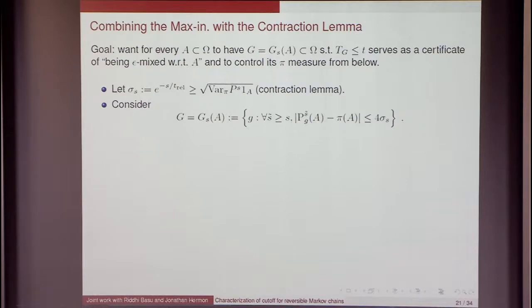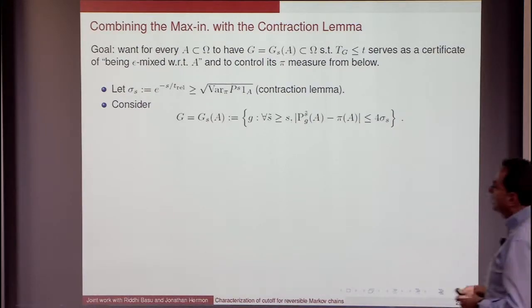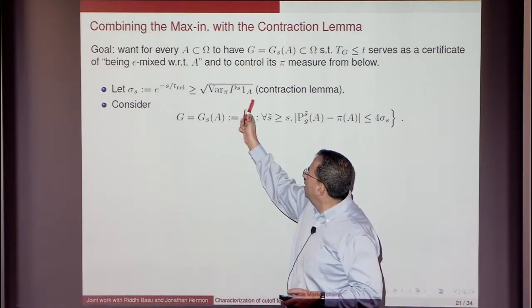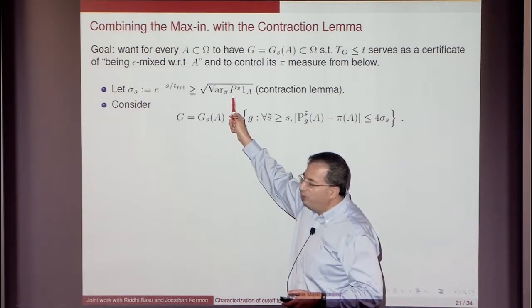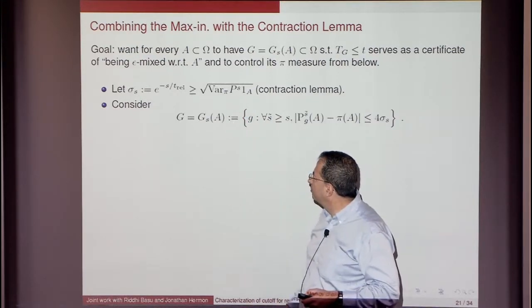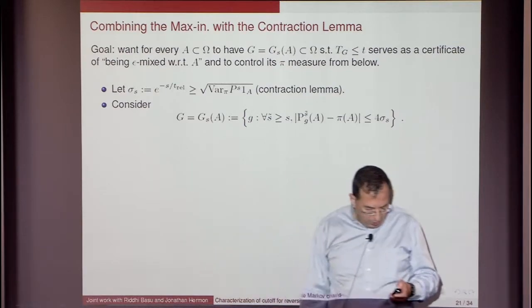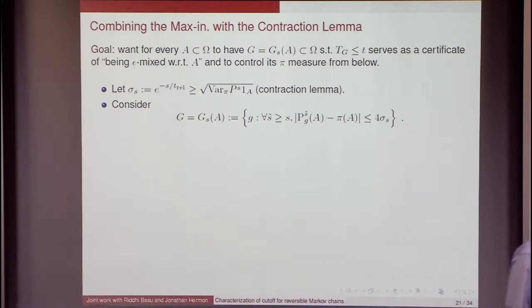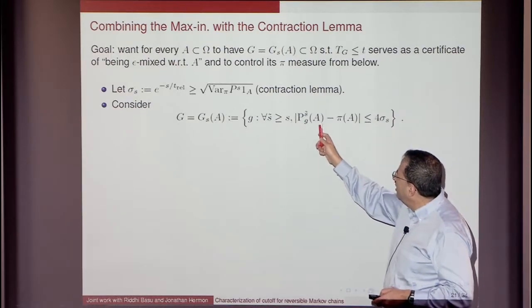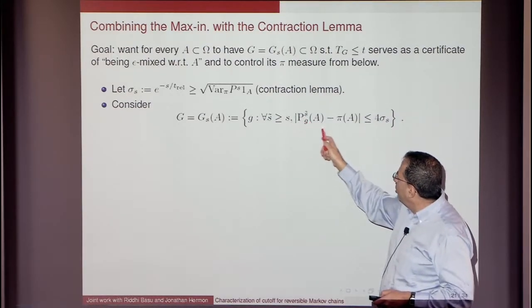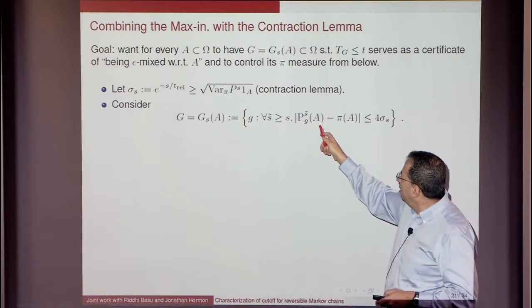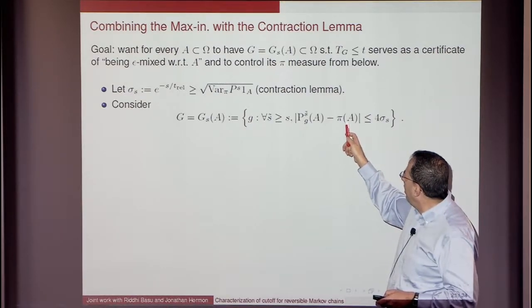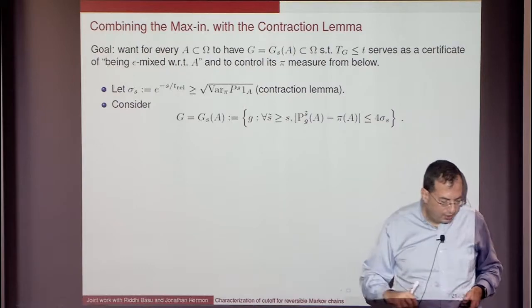So let's write sigma_s just for the natural bound of the standard deviation of the indicator of A when we move to time s. Now let's look at this set G, the set of good starting points for A. In what sense are they good? These are starting points G so that when I look at time s or later, the probability P_G,s̃ of A minus pi of A is less than 4 standard deviations.